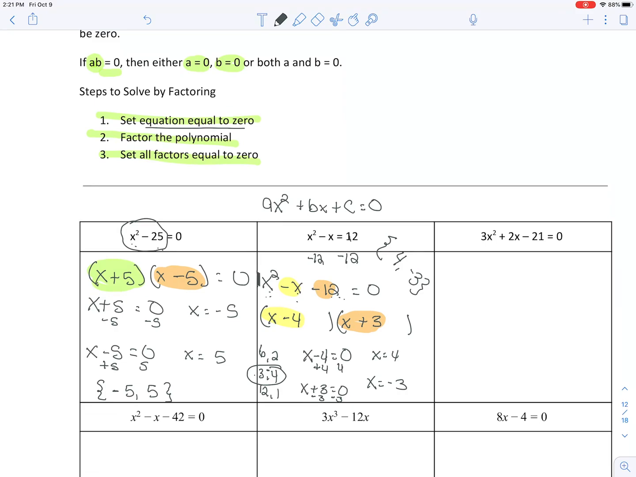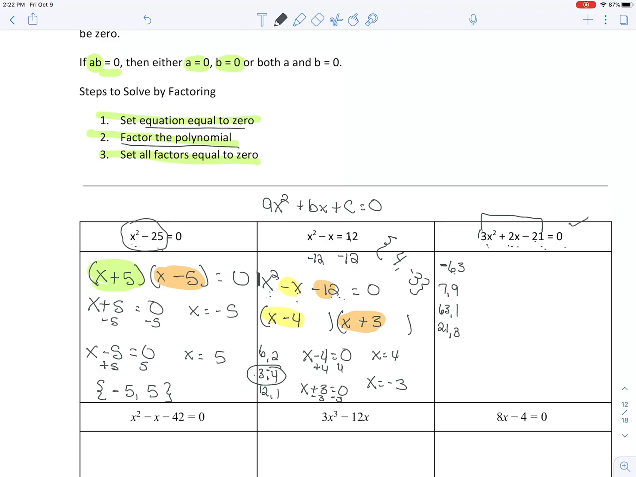Okay, so let's try the next one. Again, we want to start by setting the equation equal to 0. That's been done for us. Our next step is to factor that polynomial. Is there a GCF? There is not. How many terms are there? There are 3 terms, so I'm going to use the AC method. Because the leading coefficient is not 1, I multiply 3 times negative 21, which gives me negative 63. What two numbers can I multiply to get negative 63 and add to get 2? 7 and 9. I think that's it.